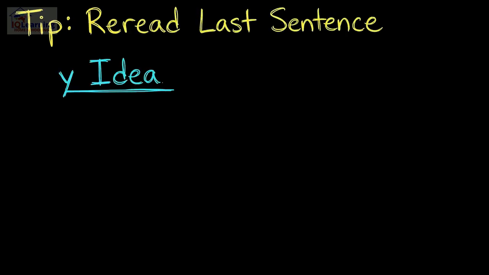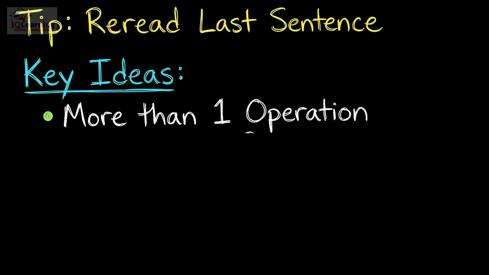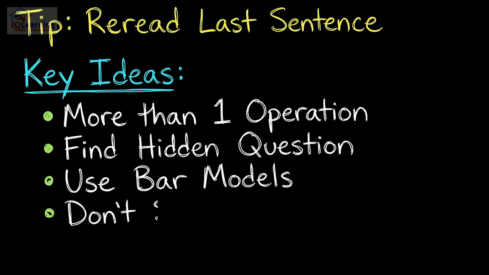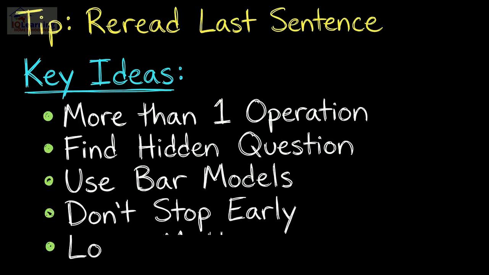The key ideas to remember are simple. Multi-step problems need more than one operation. Find the hidden question first, use bar models to turn a confusing story into a clear picture, and never stop at the first answer. Careful, logical thinking matters just as much as fast calculation.